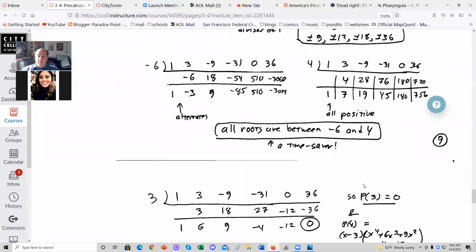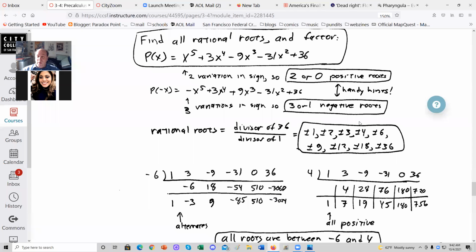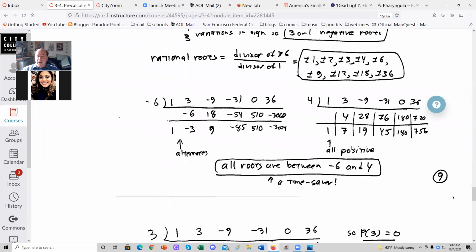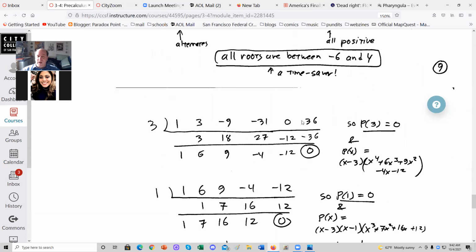That's a fair number of helpful hints. And here are all the possible rational roots. Okay. Well, 4 doesn't work for a positive. Let's try 3. Down comes 1 times 3 is 3 plus 3 is 6 times 3 is 18 plus -9 is 9 times 3 is 27 plus -31 is -4 times 3 is -12 plus 0 is -12 times 3 is -36 plus 36 is 0. Yay. So P of 3 is 0.